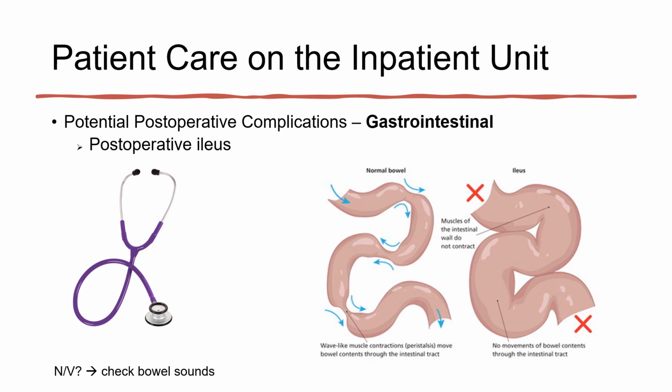Next is our GI system, and we talked about this a little bit. So with anesthesia, your GI system can slow down, your bowels can stop sometimes, and that is called an ileus, especially when the surgery was actually on the stomach or the bowels. So those organs do not like to be touched. They don't like to be manipulated.